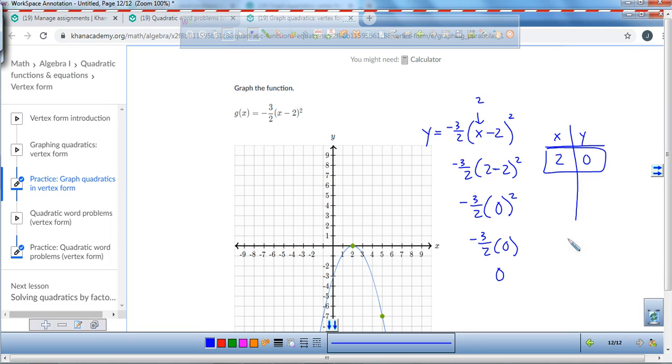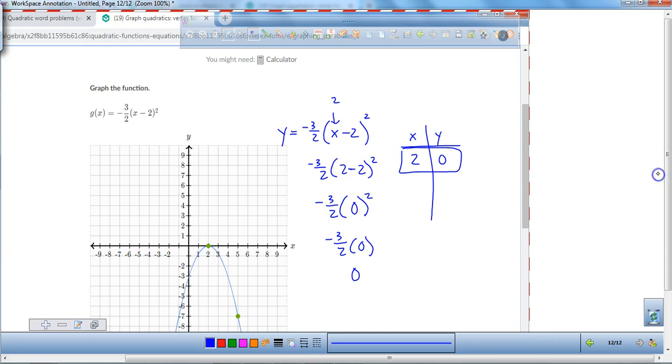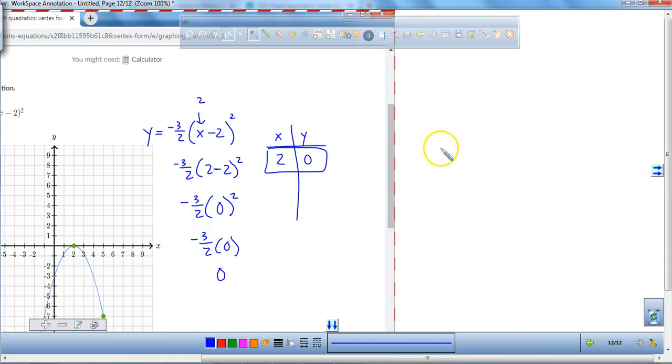So here's my suggestion. Let's go ahead and make the easiest number that we can plug in. What would be the easiest number to plug in for x, in my personal opinion? The easiest number would be 0. So I'm going to put y equals. But this time, I'm going to plug in a 0 right there. So instead of x minus 2, I'll put 0 minus 2 squared. So we have negative 3 halves. 0 minus 2 is negative 2.